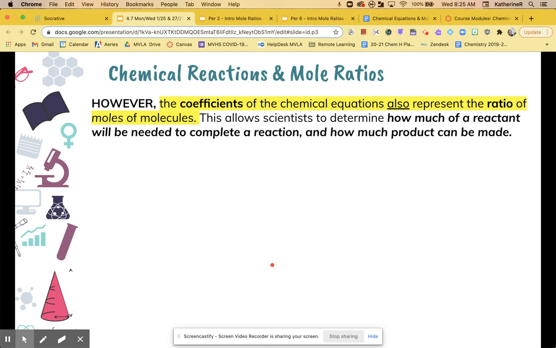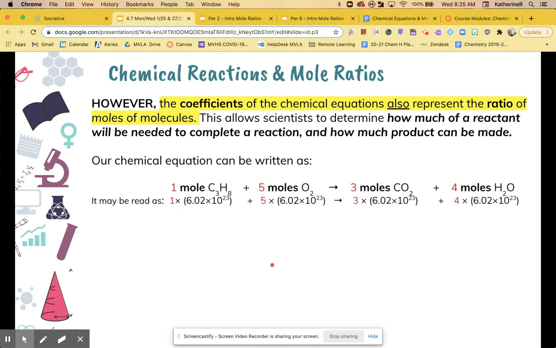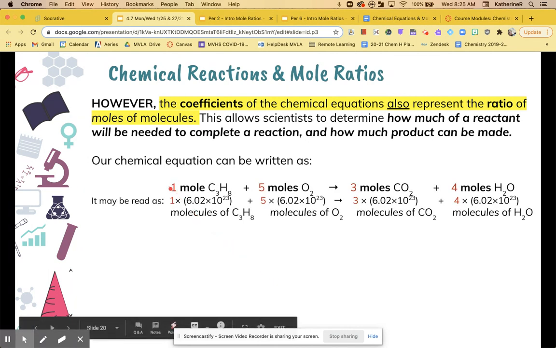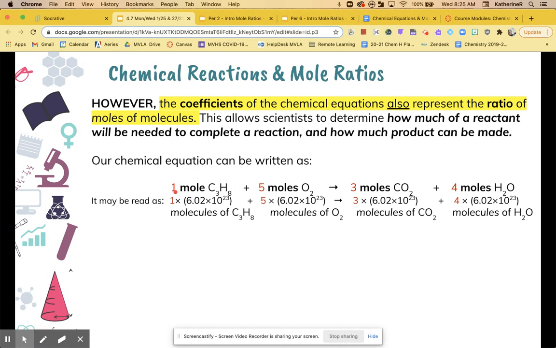However, they also represent the ratio of moles of molecules. And this is a really important thing. If I think about all of my coefficients, rather than representing one individual molecule, but a whole mole of molecules, this becomes a much more powerful ratio to use. It allows us to determine how much reactant will be needed to complete a reaction or how much product can be made.